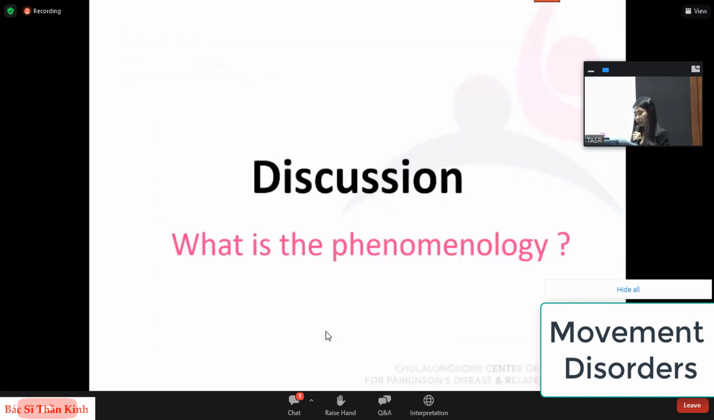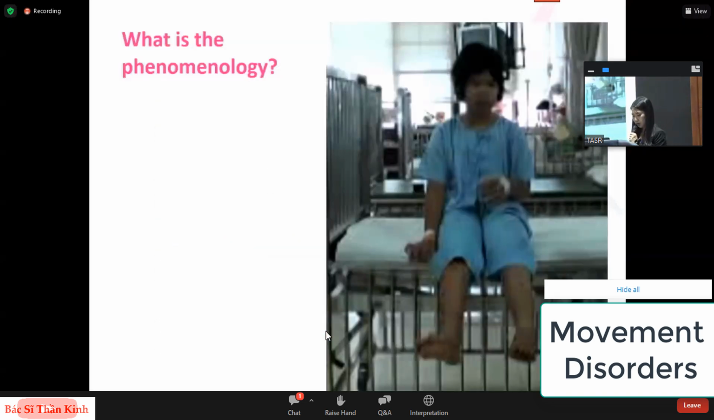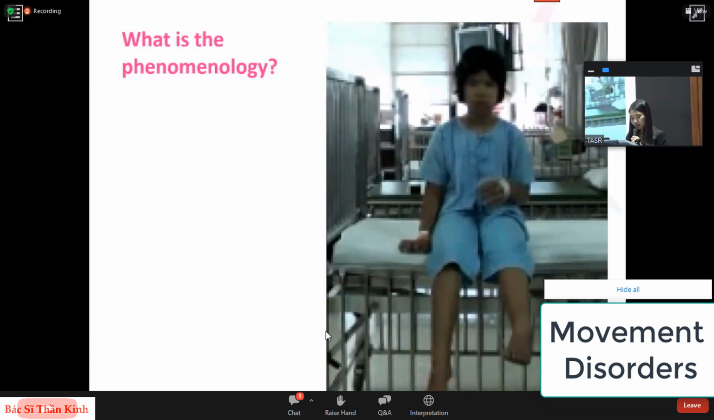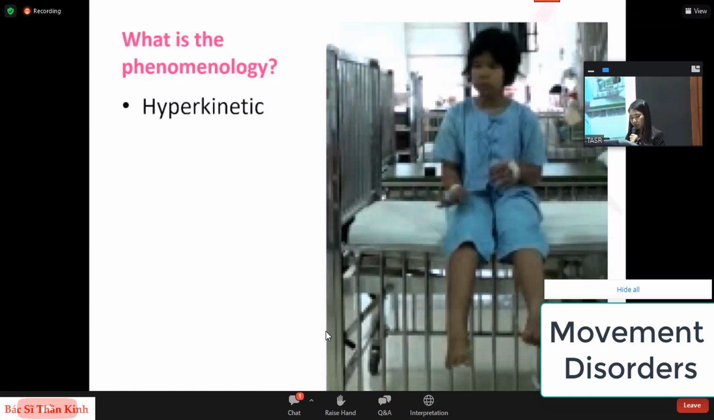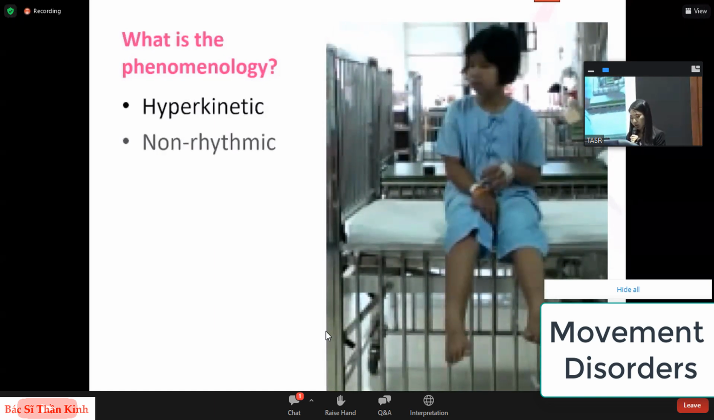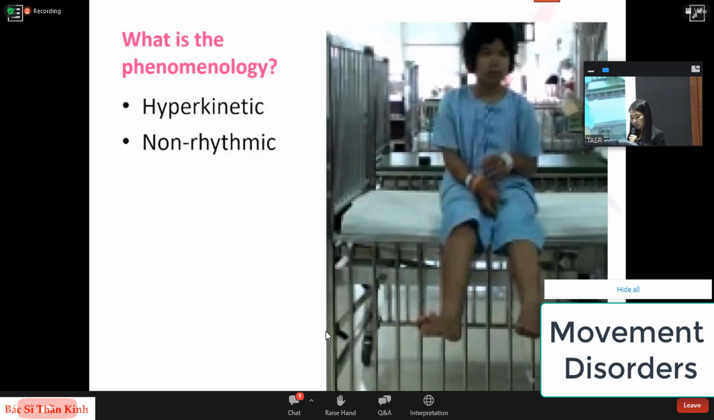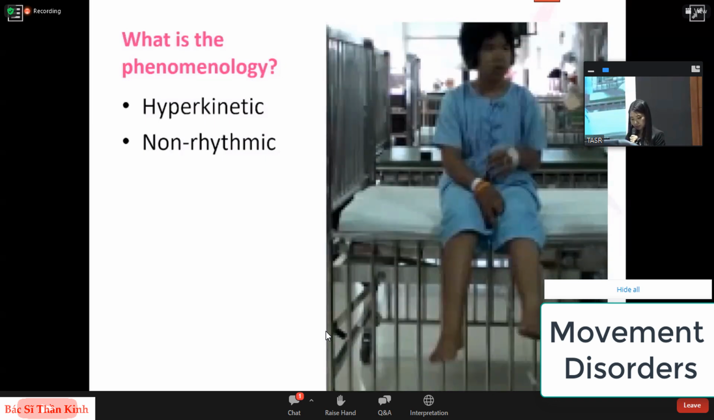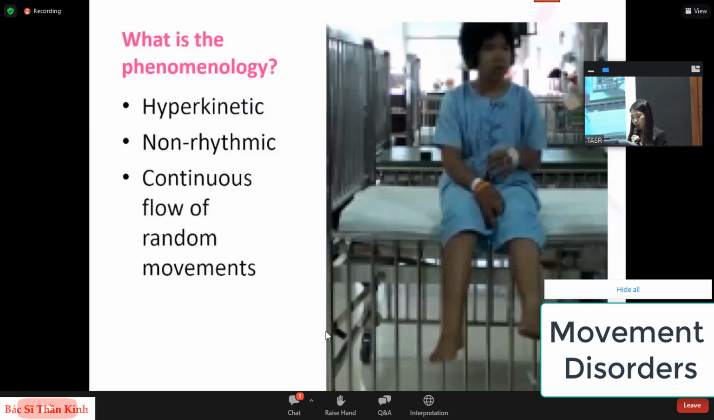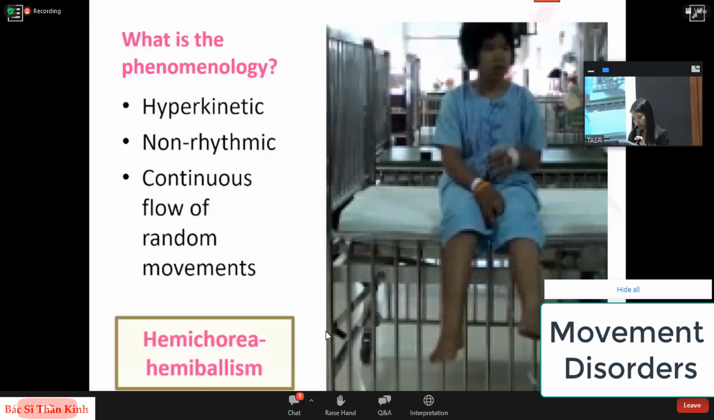So what is the phenomenology in this patient? So I will recap. From the video, you can see that this is a hyperkinetic continuous flow of random, non-rhythmic movement. These movements involve both the proximal and distal parts of the right arm and leg. Some of them are slow dance-like movements, and some are mild, violent shaking movements on the proximal part, and it involves only the right side. So it's hemichorea-hemiballismus.